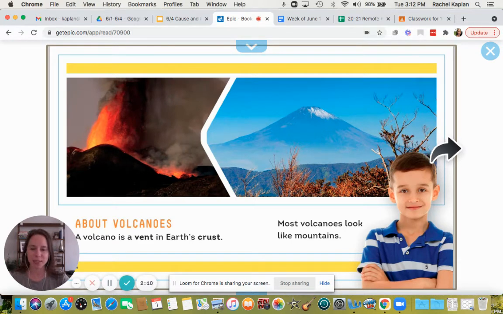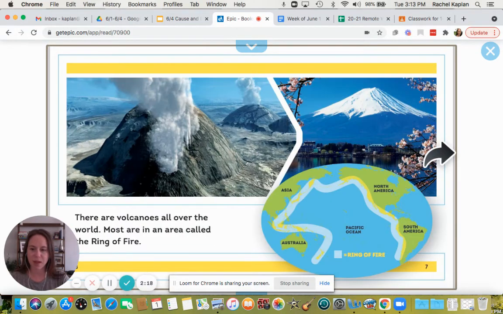About volcanoes. A volcano is a vent in the Earth's crust. Most volcanoes look like mountains. There are volcanoes all over the world. Most are in an area called the Ring of Fire.